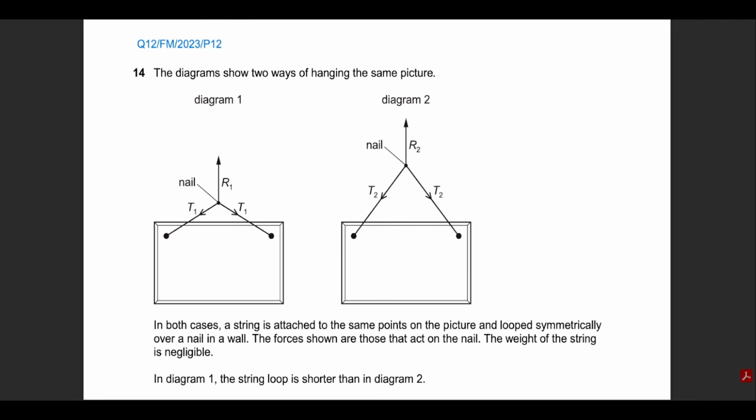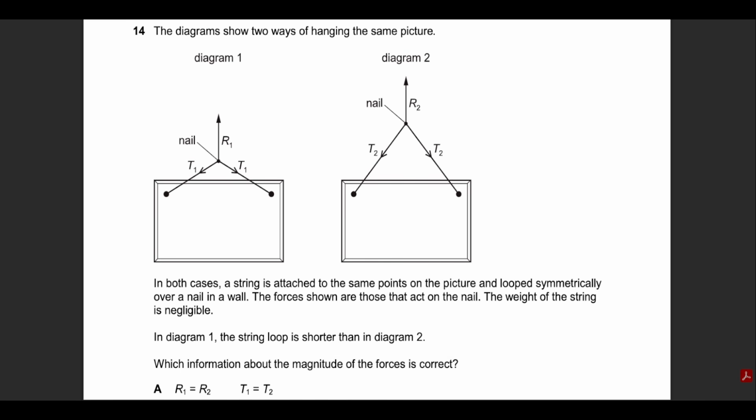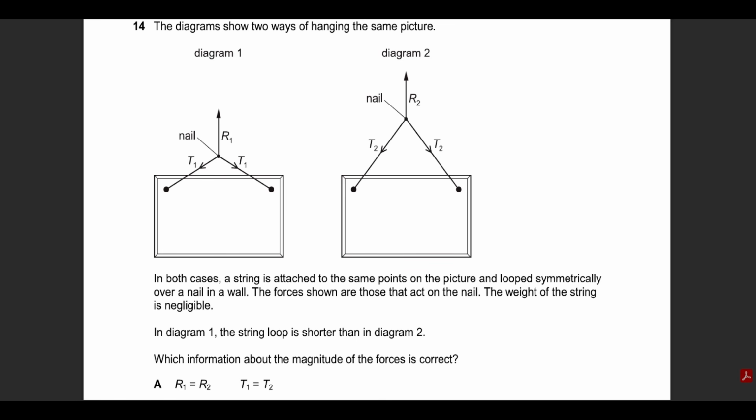Question 14 has been repeated in the February-March 2023 series, exactly 100% copied. So this is an interesting question in terms of your own understanding of vector components, your own understanding of how sine and cosine angles actually work from 0 to 90 or 0 to 180. It's not just going to be about memorization. It's actually going to be about true understanding of vector components. So let's see what the question is trying to say. So he's saying what's the relationship between R1 and R2.